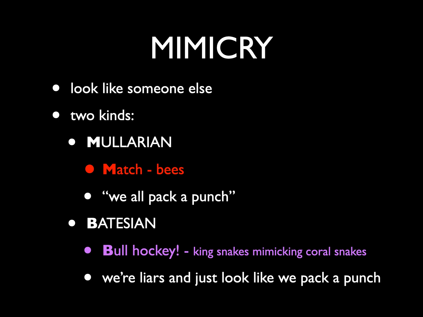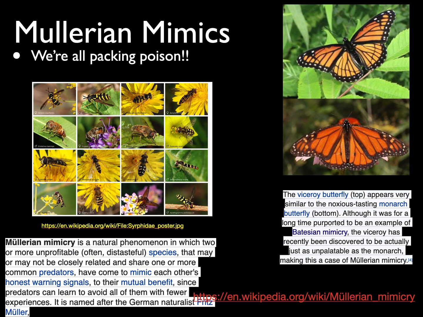Batesian mimics are fakers, bull hockey. These are like king snakes that mimic coral snakes. And they are saying, we're liars and we just look like we pack a punch. And they're pretty much riding on the coattails of those that actually produce the venom. These are all packing poison.